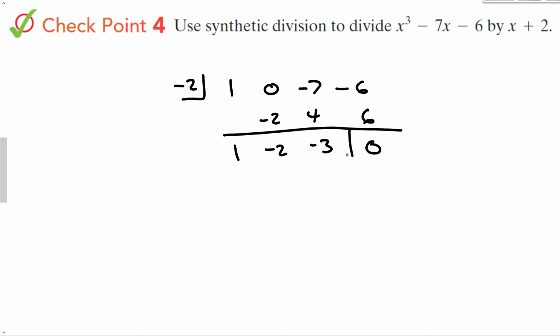Notice I put this little line here that just helps me remember that the last term is the remainder, and this actually tells me that x plus 2 is a factor of x to the third minus 7x minus 6 because the remainder was 0. And the answer is x squared minus 2x minus 3. Now you might even notice that my answer is something that I can factor using quadratic techniques into x minus 3 times x plus 1.